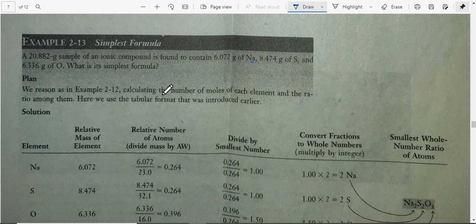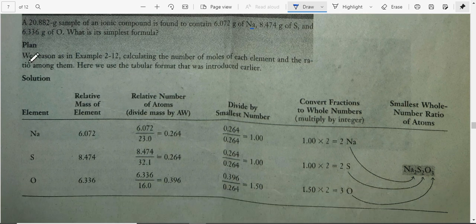You have the same reasoning as in the previous calculation. Since you are already given the masses of your elements directly, you will use them. You have the relative mass. That is the top part. Next, for the bottom, you get the atomic mass unit from the periodic table. You have your sodium.